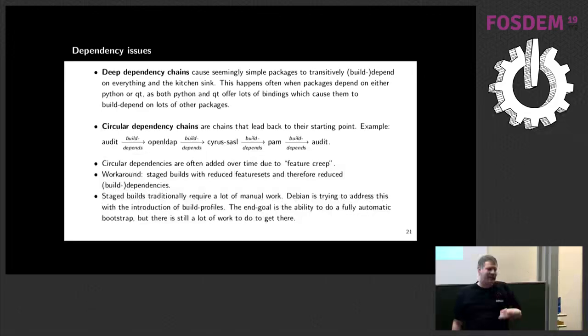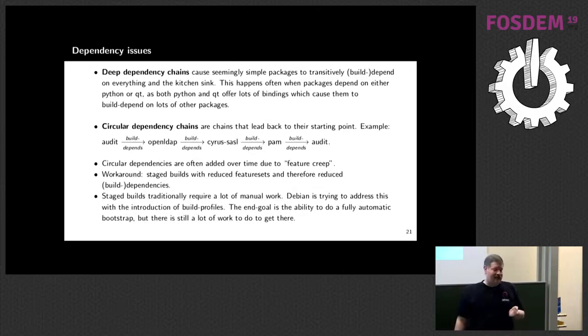Another problem is circular dependency chains, which is where the cat chases its tail. Packages in the base system are, for example, audit. Audit requires OpenLDAP for building. OpenLDAP in turn requires Cyrus SASL for building. Cyrus SASL requires PAM for building. And PAM requires audit for building. So the cat has just found its tail.